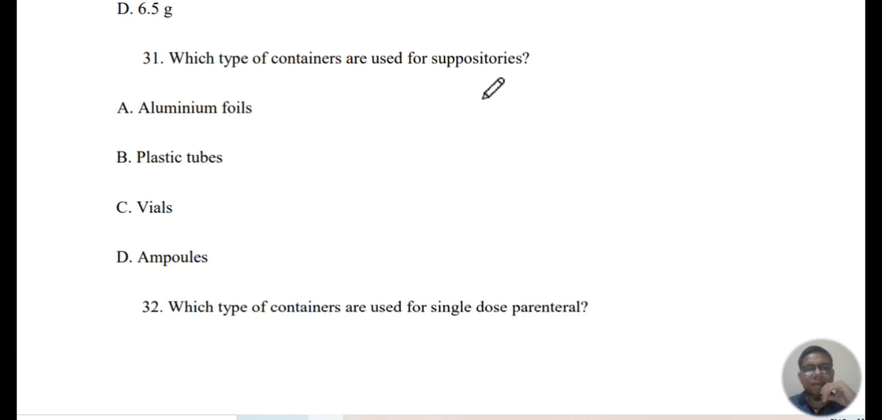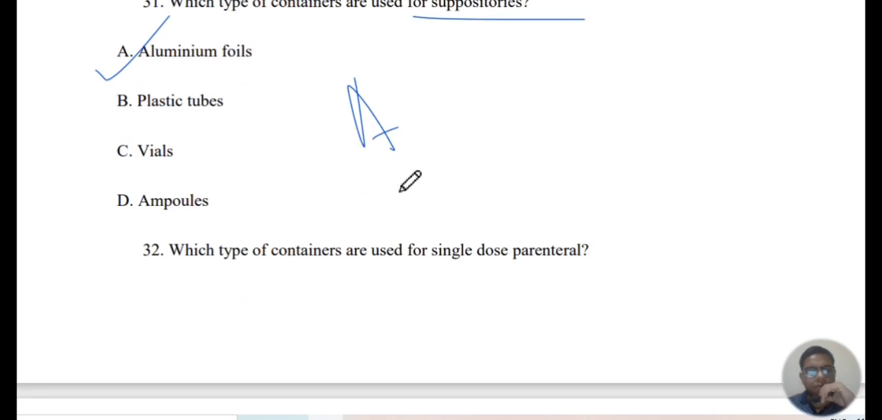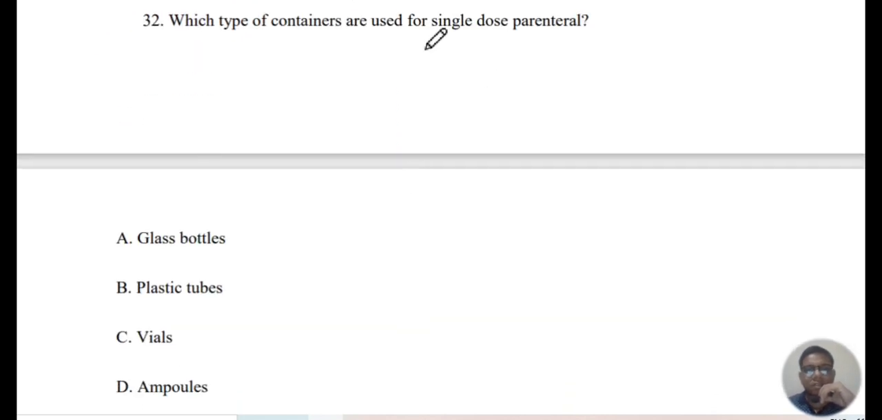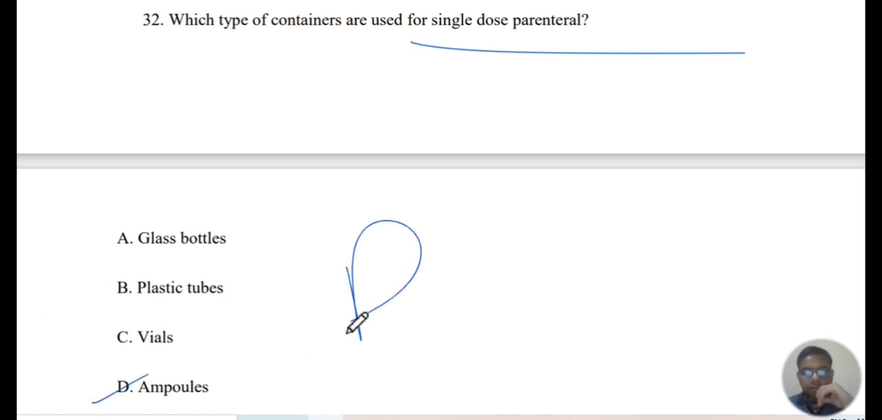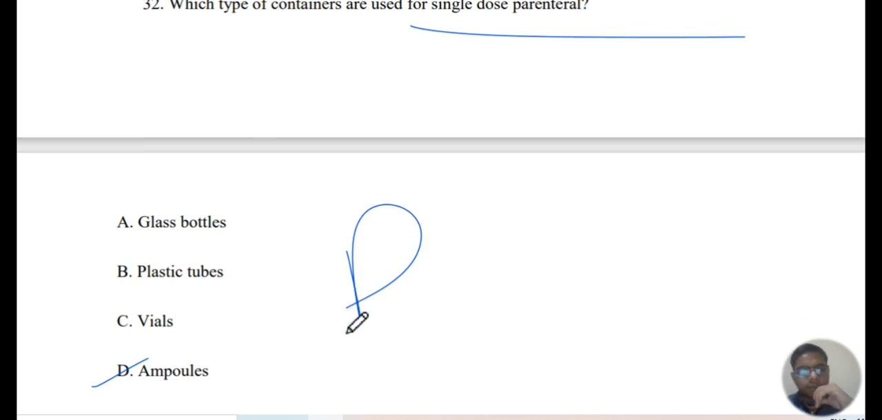Which type of container are used for suppositories? The answer is A, aluminum foils. The answer is A. Okay. Next is 32 question number. Which type of container is used to single dose parenteral? The answer is D, ampoules. Ampoules में जो parenteral dose के लिए single dose के लिए आता है ampoules में.